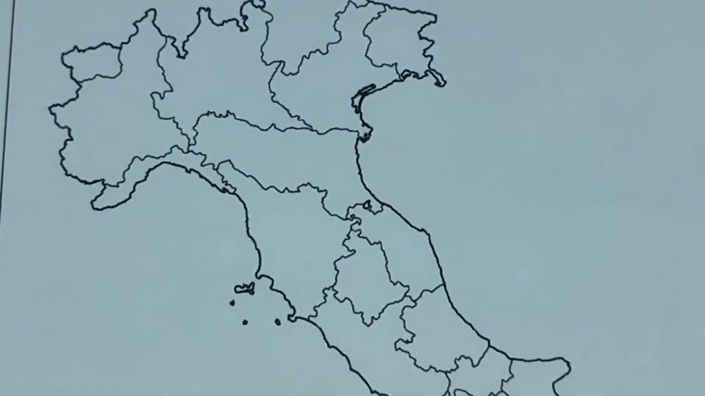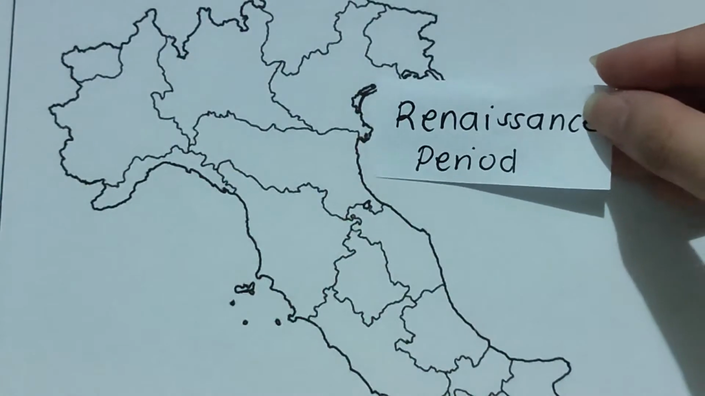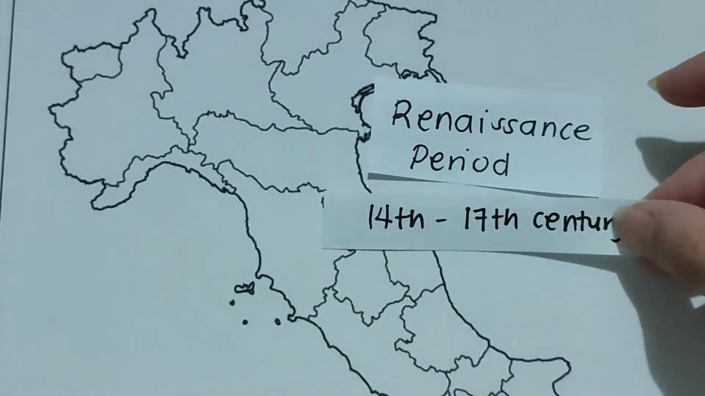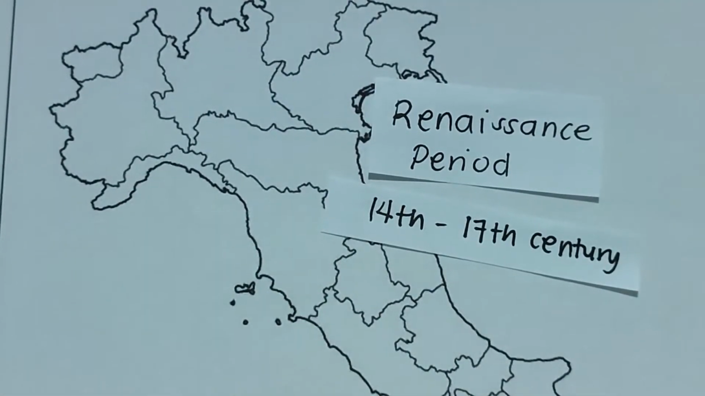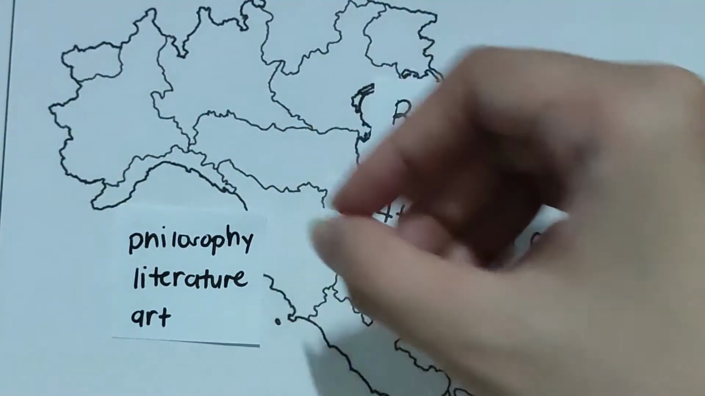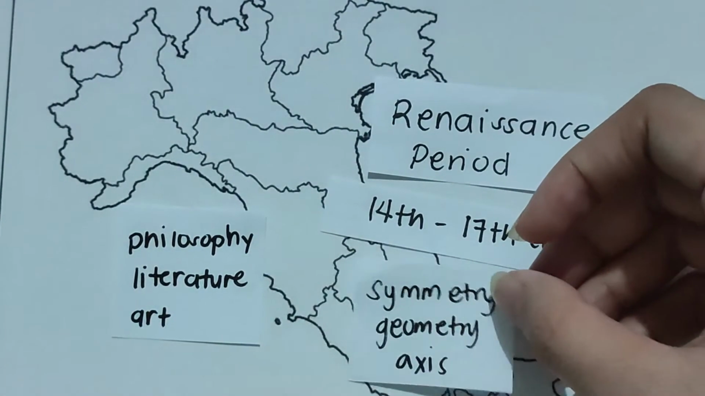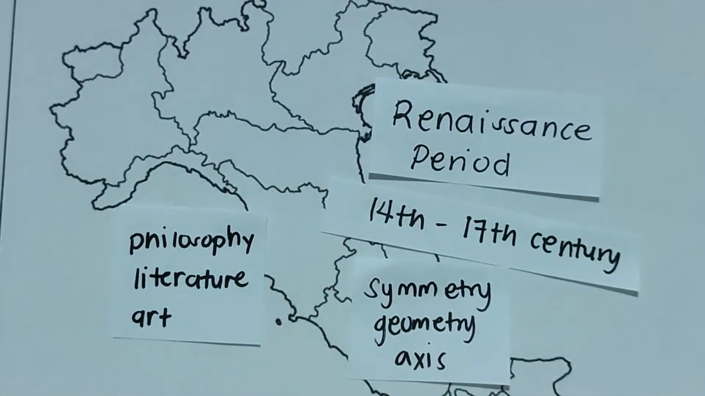Next is the Renaissance period. Renaissance is a French word which means rebirth. It started at around the 14th century and ended at the 17th century. This era promoted the rediscovery of classical philosophy, literature, and art. Renaissance urban planning was the geometrization of lived spaces. It has emphasis on symmetry, geometry, and axis.